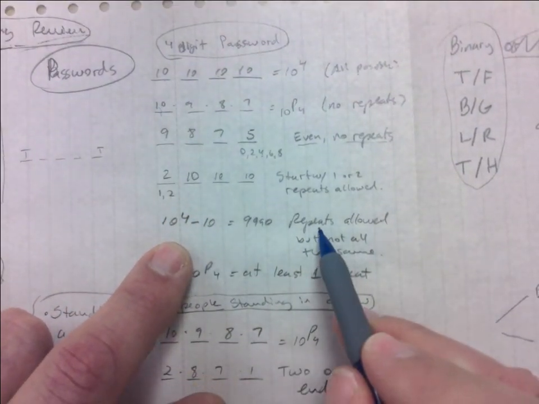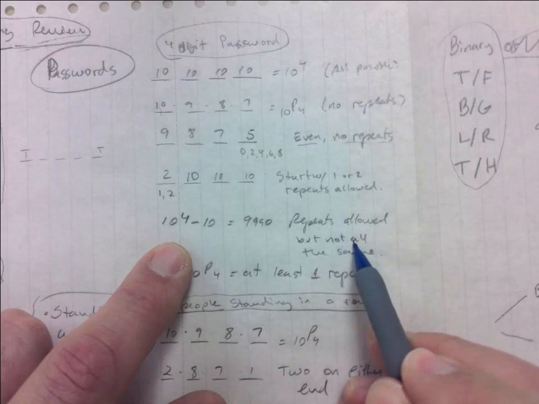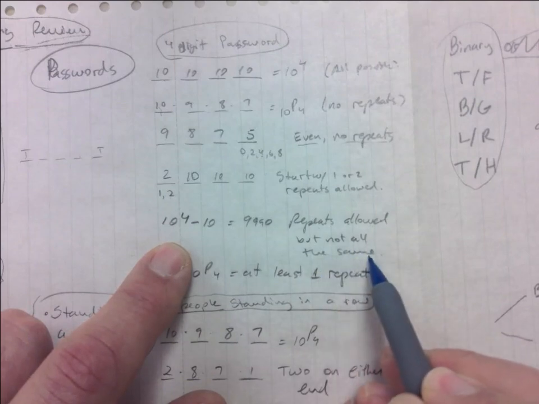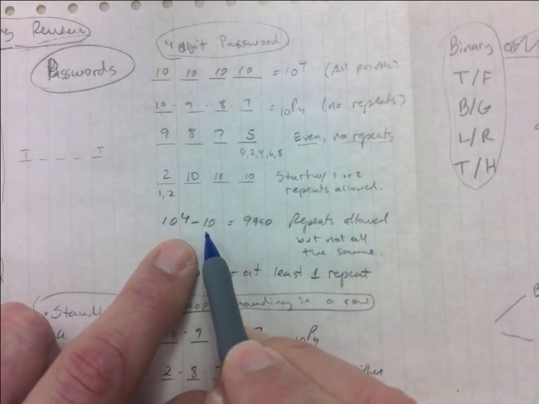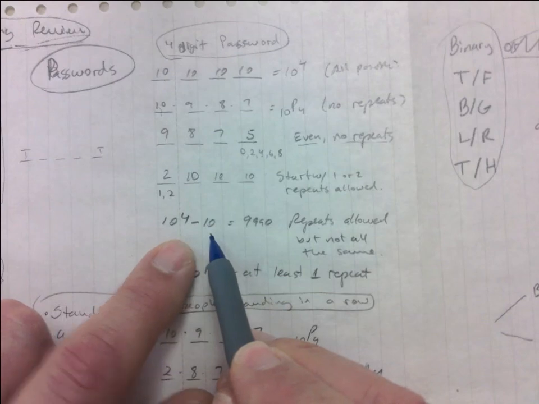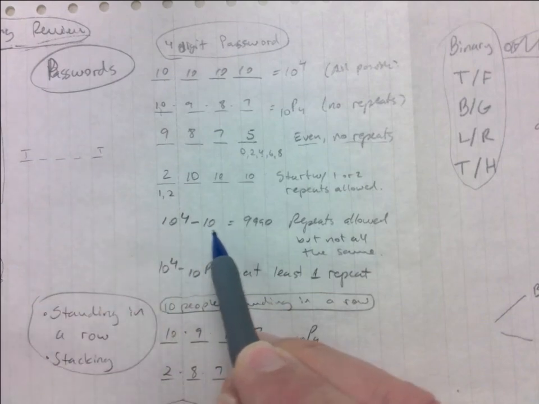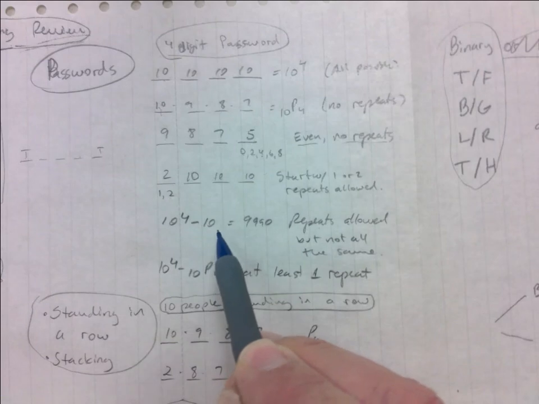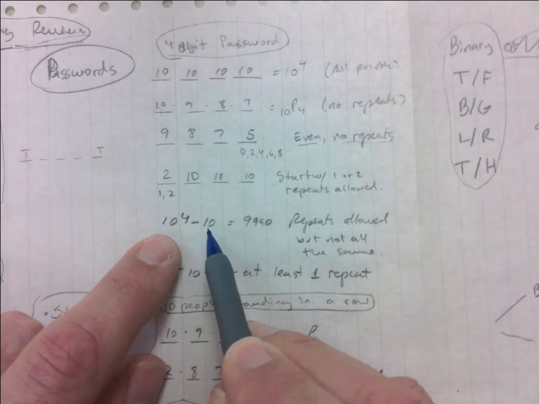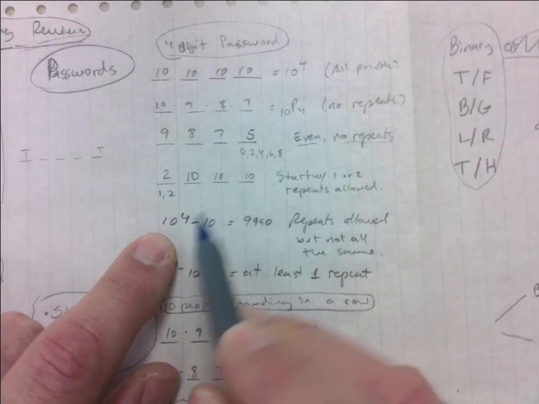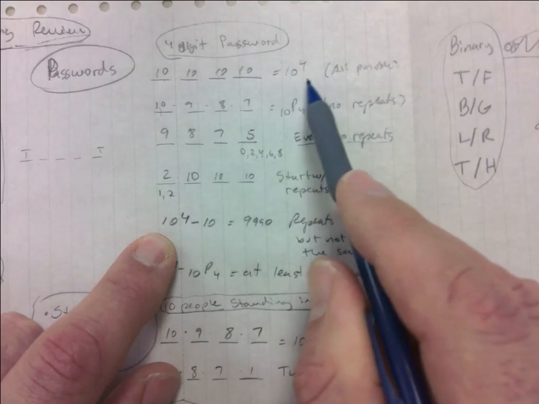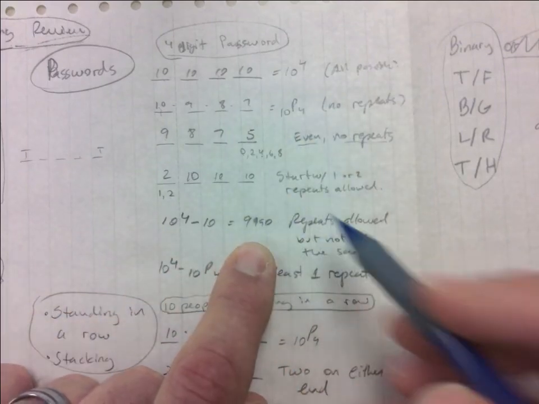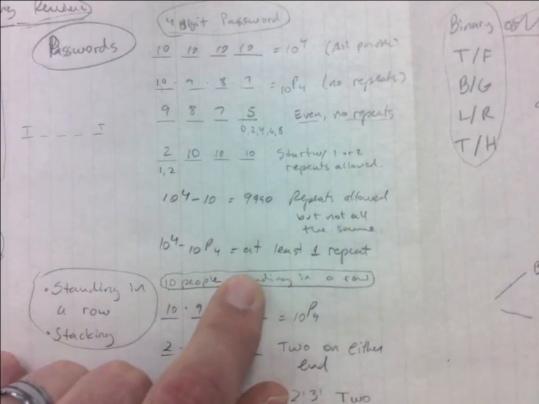What if it asks repeats allowed but not all 4 are the same? In this particular case, we're talking 0, 0, 0, 0, right? 1, 1, 1, 1, all of those. So from 0 to 9, that would be 10 passwords that we would have to subtract from our total, right? That's basically 10,000 passwords, right? So we're down to 9,990.